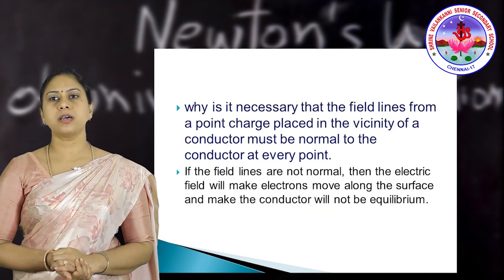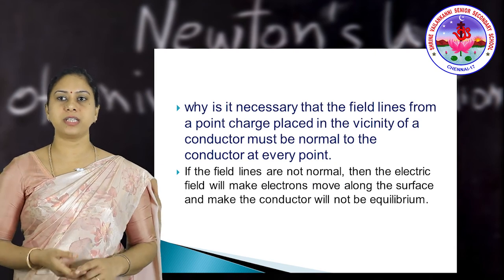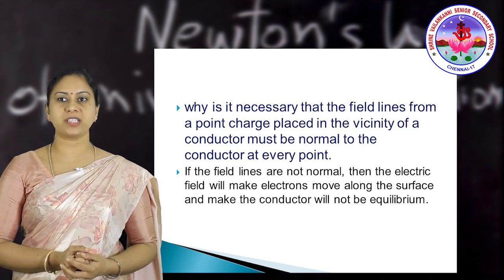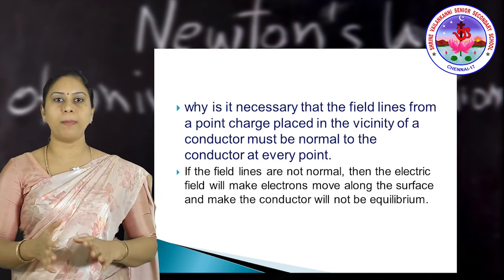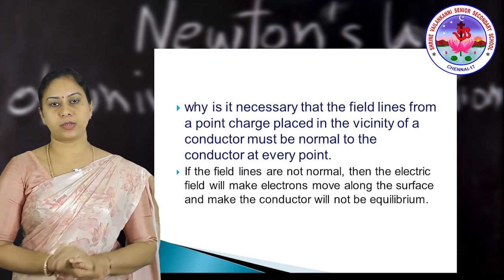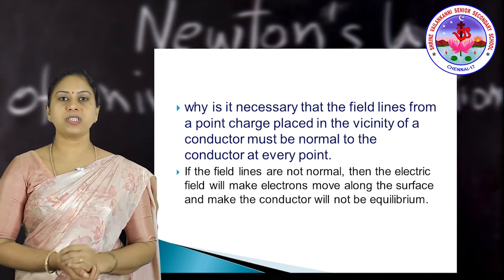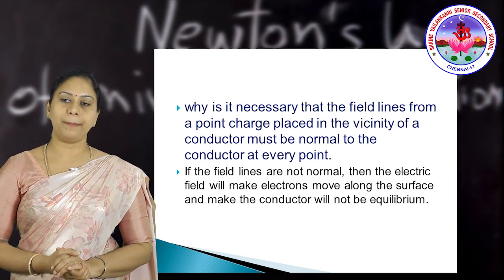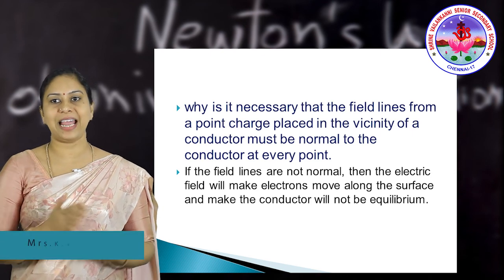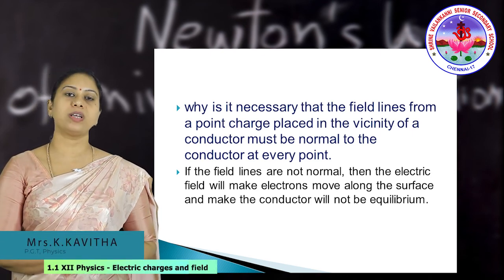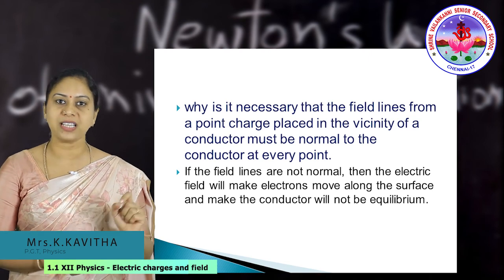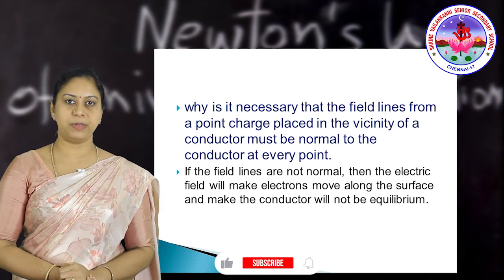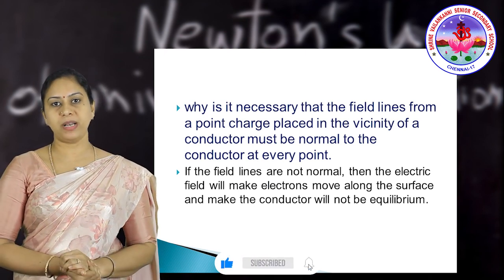The next question is, why is it necessary that the electric field lines from a point charge placed in the vicinity of a conductor must be normal to the conductor at every point? Why should it be normal? Suppose the lines of force or electric field lines are not normal, then what will happen? The electric field will make the electrons move along the surface of the conductor. When they are moving along the surface of the conductor, equilibrium will not be possible. So it should be normal to that, right.